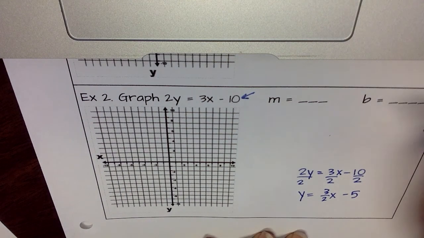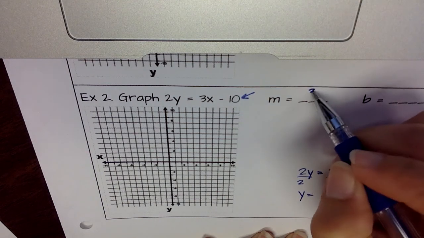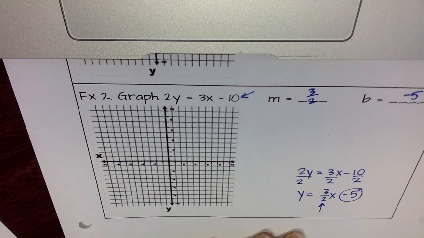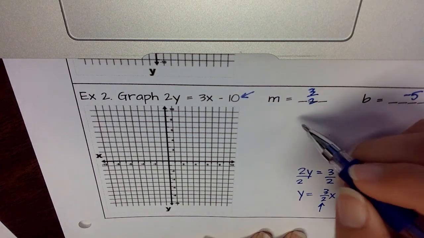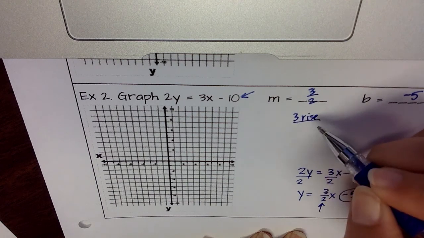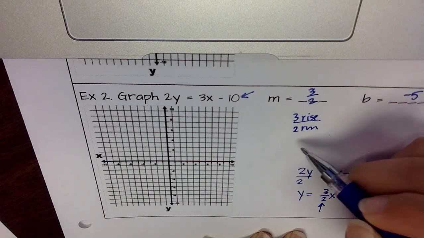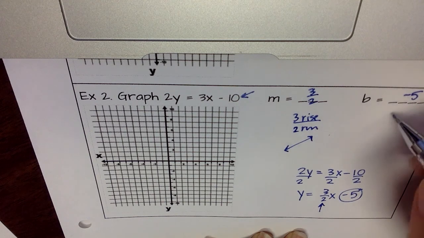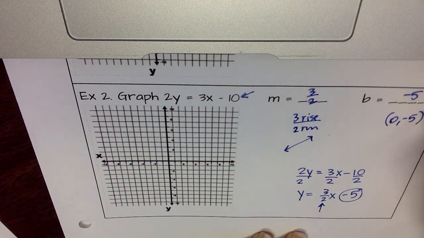Now I can identify my slope is 3 halves, and my y-intercept is negative 5. And remember, it's negative because of the minus in front of it. My slope means I'm going to rise 3 and I'm going to run 2. It's positive, so I know I want to have a positive line. It's always best to visualize your graph before you do it. And my y-intercept is negative 5, so the ordered pair is 0, negative 5.